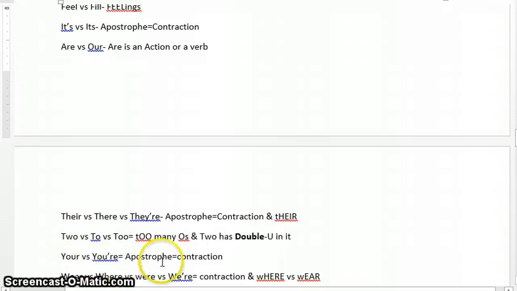Your versus you're, once again, this is an apostrophe contraction versus a possessive pronoun. Possessive pronouns don't require apostrophes. You're, on the other hand, stands for you are.